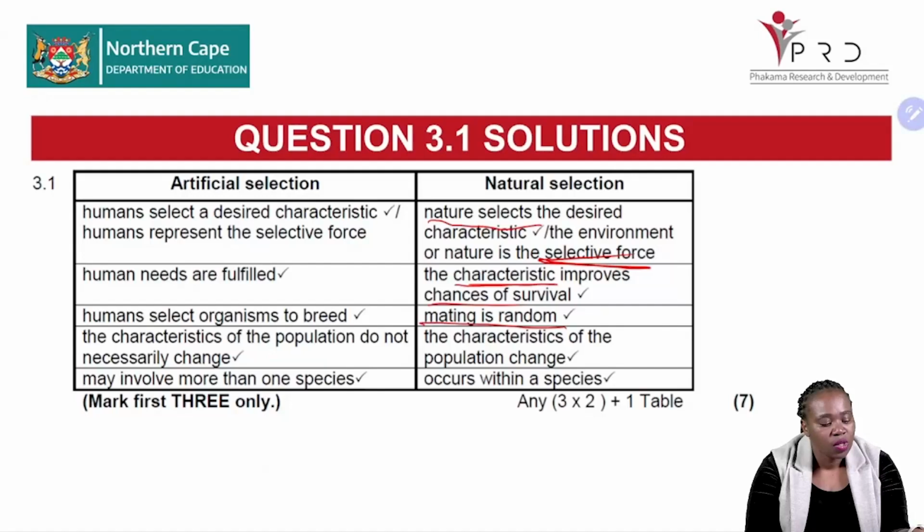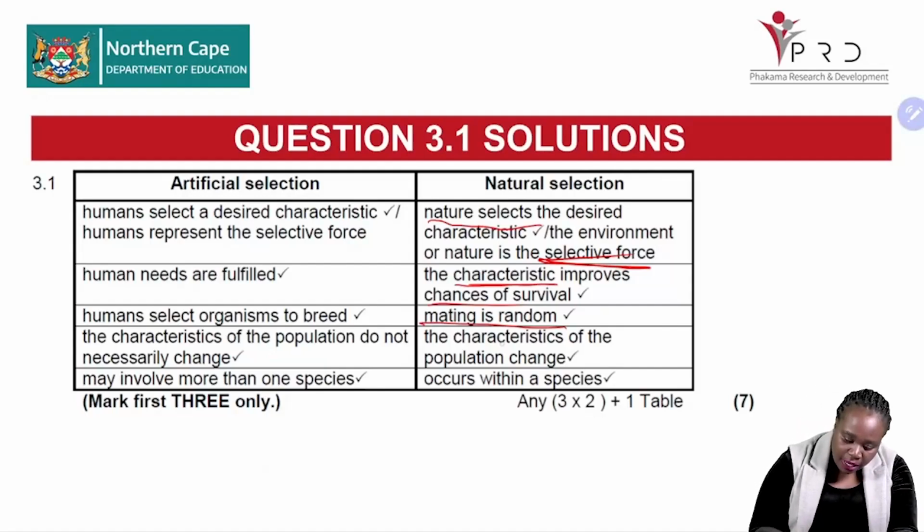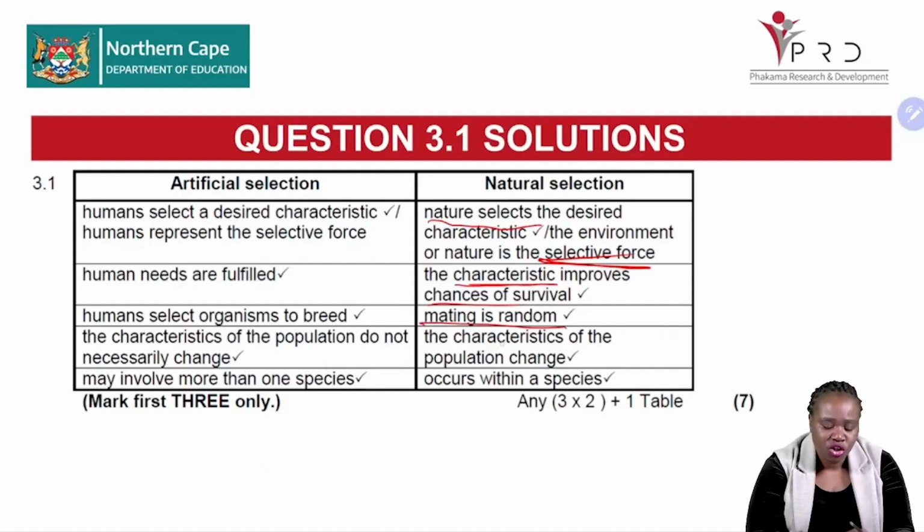Meaning that here only those characteristics of the organisms that have been selected are the only ones that are going to be affected. Whereas with natural selection, the characteristics of the population change. Remember when we talk about evolution by natural selection, right? We know that with the variation that is there as natural selection takes place, we are going to experience some changes with time, right?